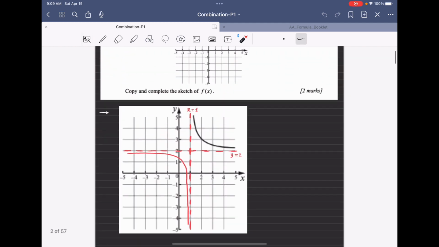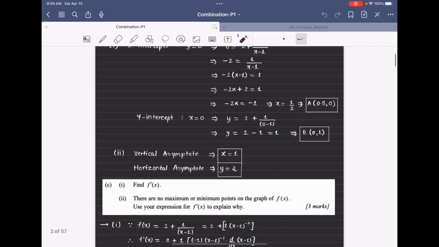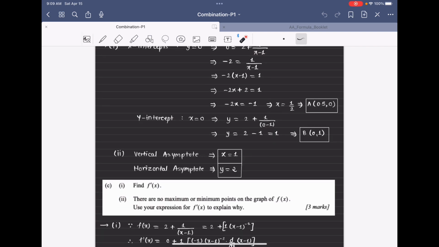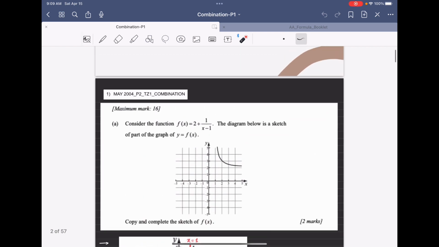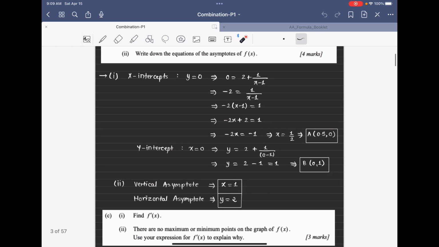Vertical asymptote, as we discussed, when the denominator is 0, x minus 1 is equal to 0, you get x is equal to 1. Horizontal asymptote, whatever constant term you are adding to the actual reciprocal function, that constant term is called your horizontal asymptote. y is equal to 2. Don't write only 2, don't write only 1. For asymptote equations, you have to write down x is equal to 1 and y is equal to 2. This is all about the function.